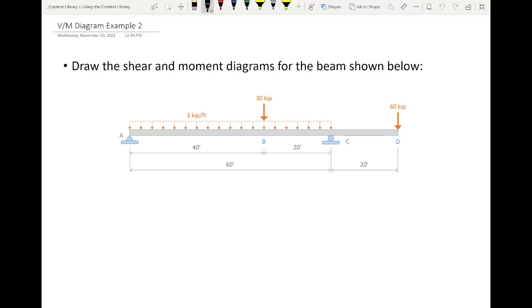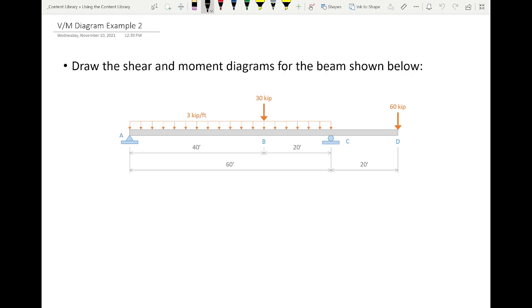So here's the problem that we're going to do. I didn't want a problem that just had distributed loads. I wanted distributed loads and point loads, because here's the thing. Even a structure with just distributed loads is going to have point loads on it too, more often than not, because of the reactions. Okay.